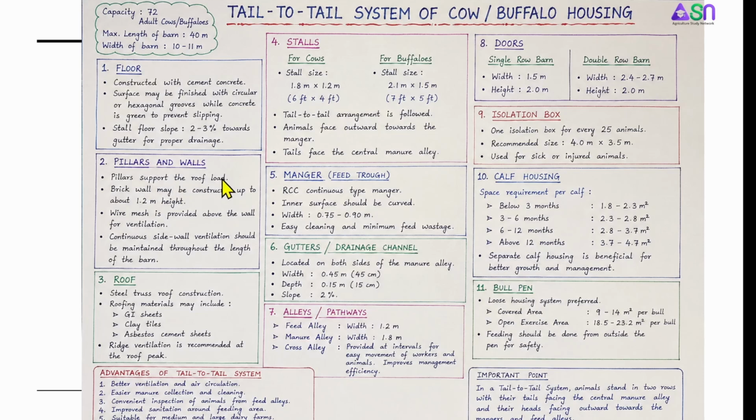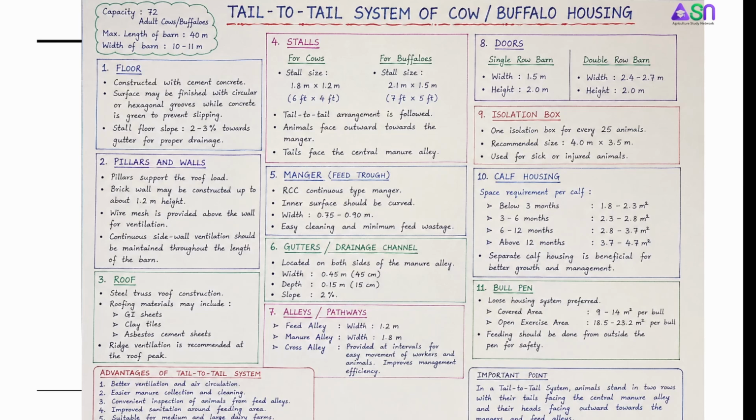Brick walls are generally constructed up to a height of about 1.2 meters, while wire mesh is installed above the wall to improve ventilation. A continuous side wall ventilation can be maintained throughout the entire length of the barn for a healthy environment, and sometimes ventilation can be varied according to the climatic conditions of the place. And for better management, an air conditioning system or sometimes fans or any other tools and implements can be incorporated to solve the stress problem in animals.